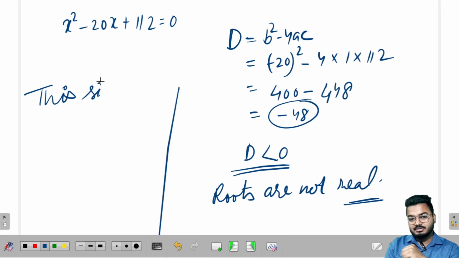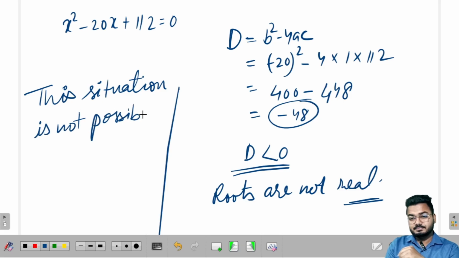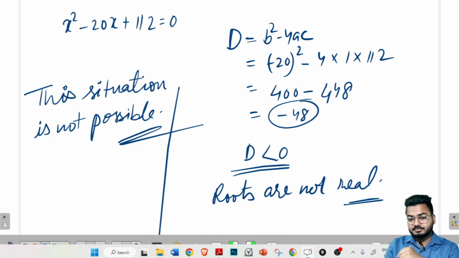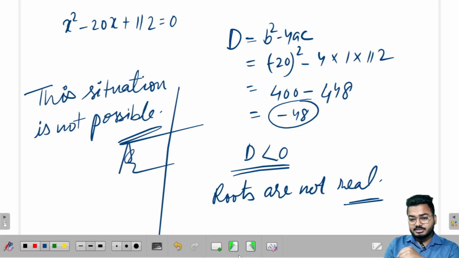Okay, क्यों? क्योंकि जो roots हैं वो हम लोग को real number पे नहीं मिलने वाले. This situation is not possible. This is the answer.